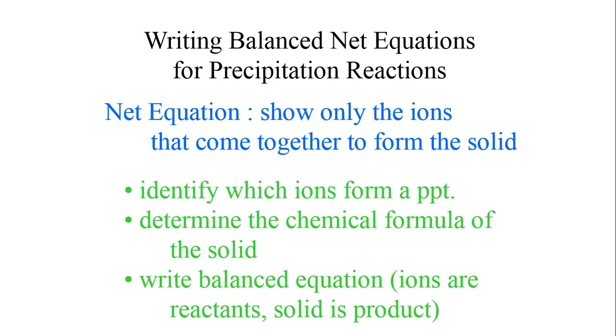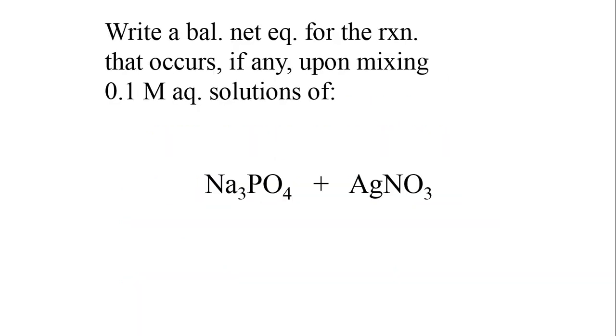When two solutions are mixed, the first thing to do is identify which combination of ions, if any, will form a precipitate. If a solid forms, then we need to determine its chemical formula. Finally, the new part here is that we will write a balanced equation, showing the ions as reactants and the solid as a product.